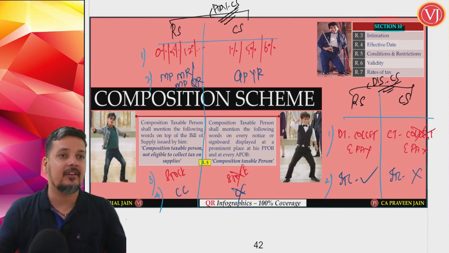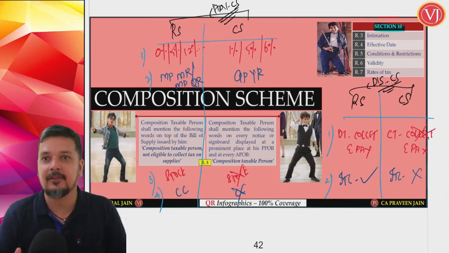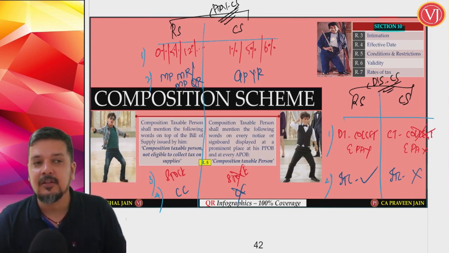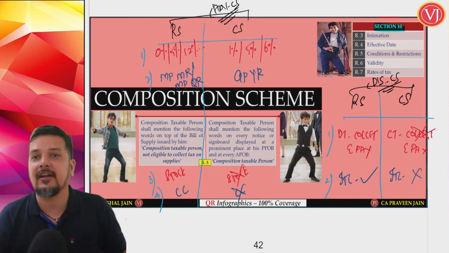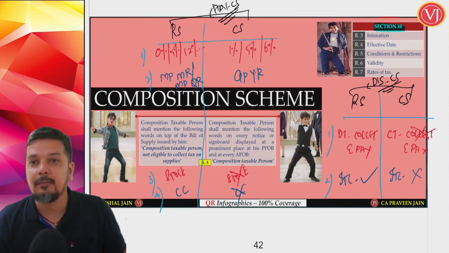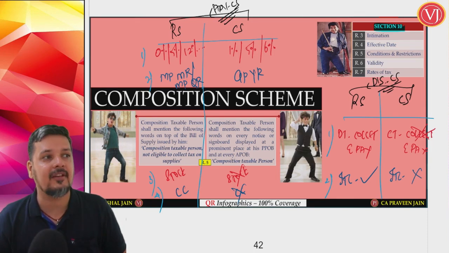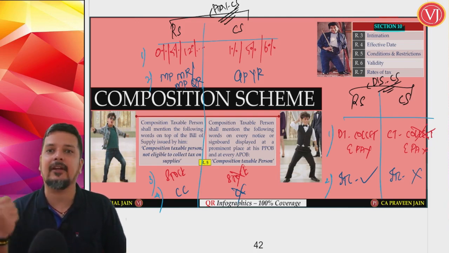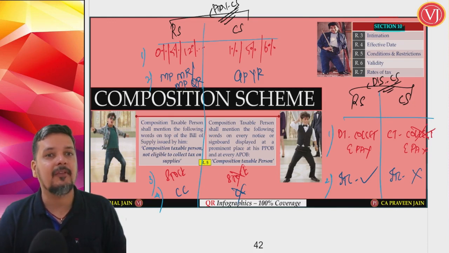Obviously, this composition tax you cannot collect from the customer. Your composition tax increases, but you cannot collect it from the customer. So these are the major disadvantages of your composition scheme. What are they? One is on outward supply, one is on inward supply. On your outward supply, can you collect and pay composition tax, or do you have to pay from your pocket? You have to pay from your pocket. It is against the principle of indirect taxation, correct?